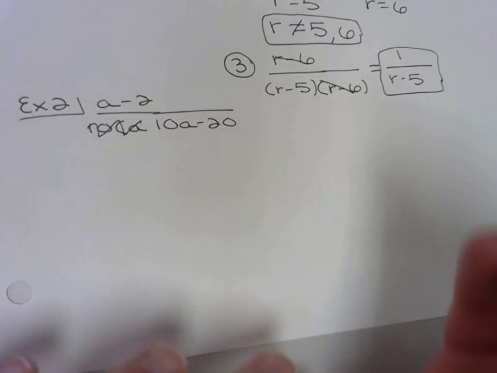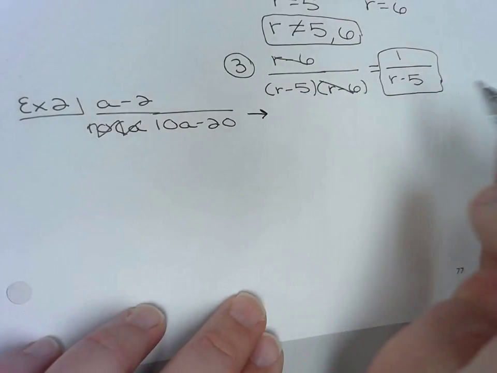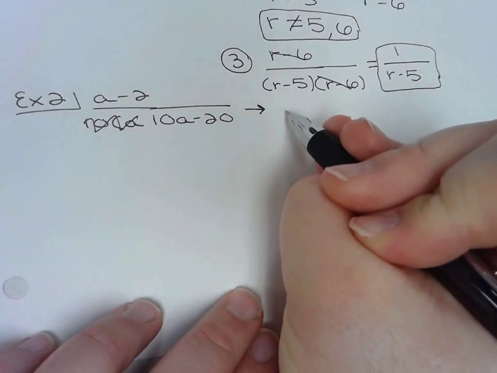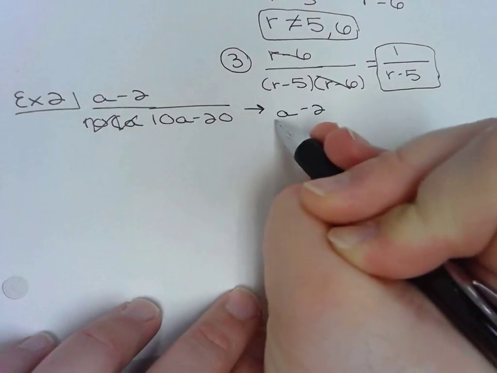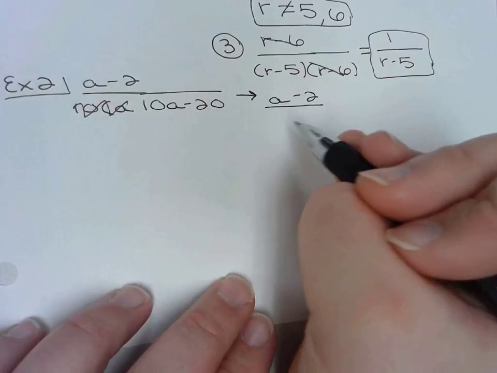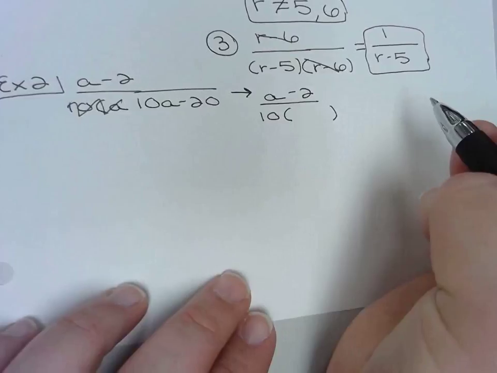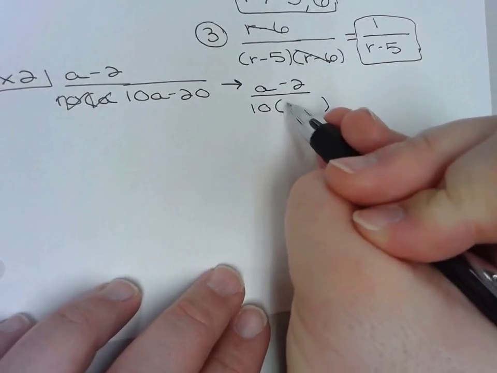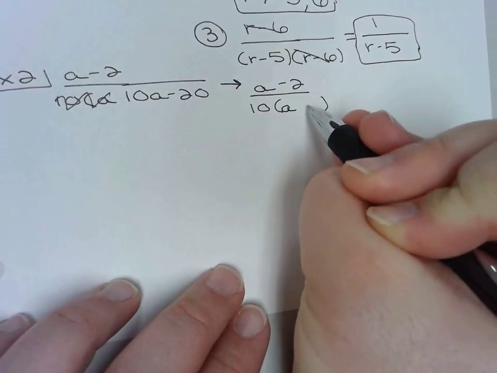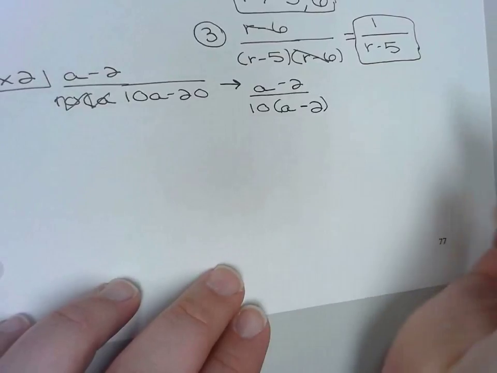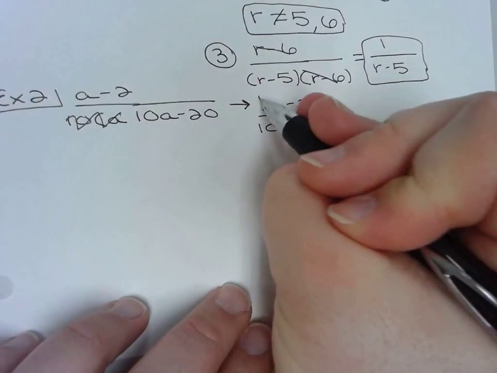First thing, look to see if you can factor. Can the top factor? No, so it stays A minus 2. The bottom, factor out a 10, so bring a 10 out front. What do I have left? A and minus 2. So that's step 1, factor.